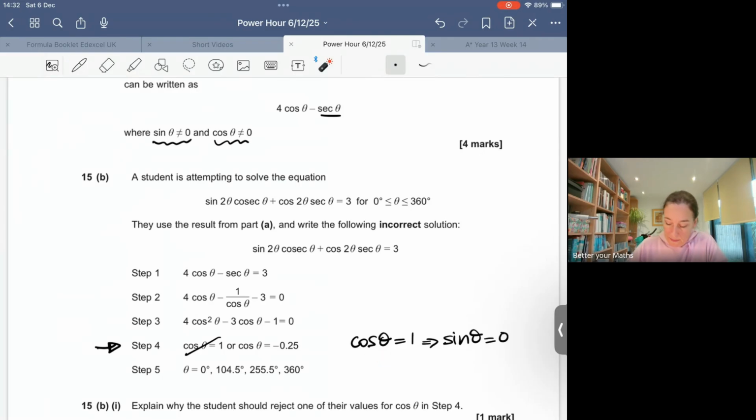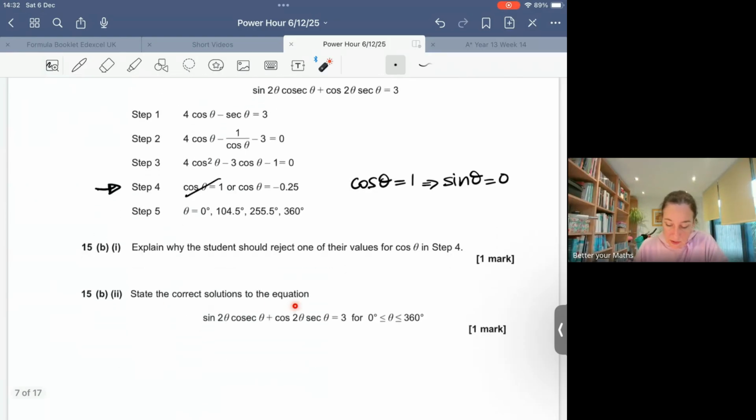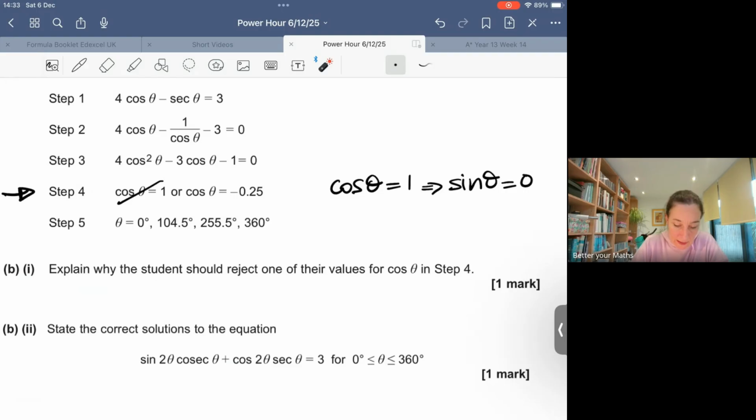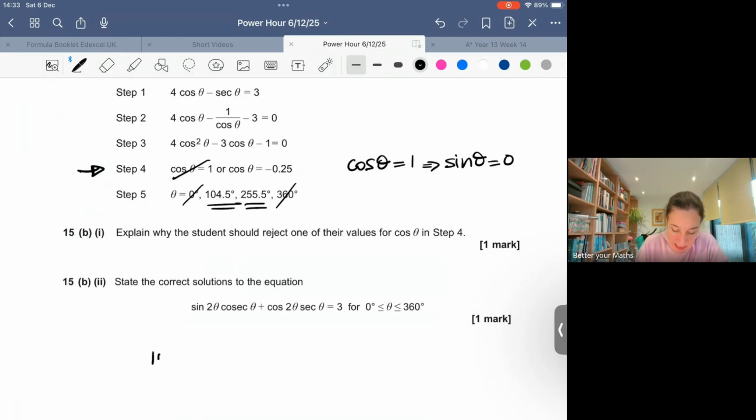Yeah, that's the thing. So then state the correct solutions for this equation. So from these solutions, which ones are the correct one? We have them there. The only thing that we have to do is to discard the 0 and the 360, because those are the ones that come from the cos theta equals to 1. Yeah, so my correct solutions are these ones. You don't have to do them because they are there. And you see that there is 1 mark, and when it's 1 mark, it's just a B mark, so you don't have to do any working out. You just can answer straight away. Does it make sense?